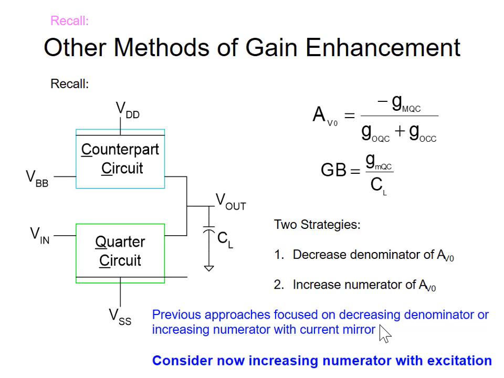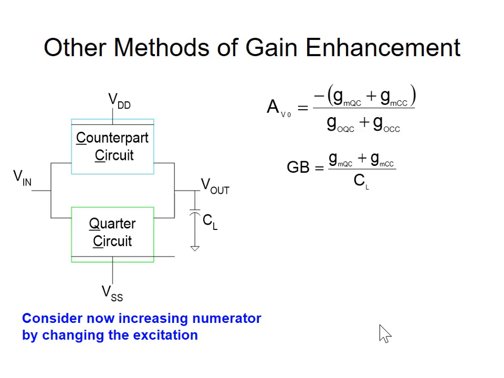Remember, the small signal gain expressions were identical from the quarter circuit and the counterpart circuit, so the outputs are going to add together. It'll be constructive, not destructive. So the gain is going to be inverting GM of the quarter circuit plus GM of the counterpart circuit over the sum of the two output conductances, and the transconductance gains will both be the same sign. So this is real. This is not like the current mirror, where it's going to go down. We'll show that this is real.